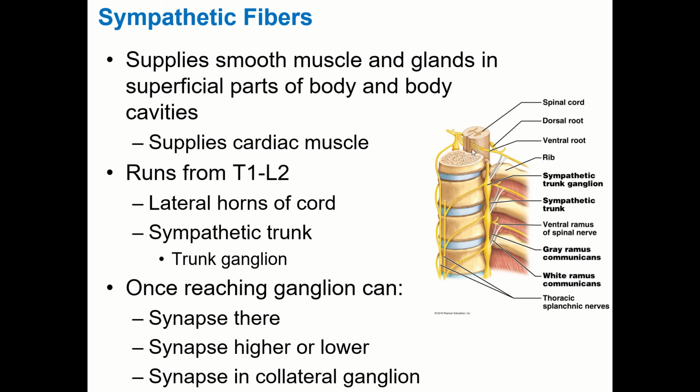So our axon that came out, that ventral root through the spinal nerve, through the ventral ramus, that axon is actually going to run back this way through the white ramus communicans to this thing, which, as you can see, is a sympathetic trunk ganglion. I'm just going to refer to it as a trunk ganglion. And again, a ganglion is a cluster of cell bodies.